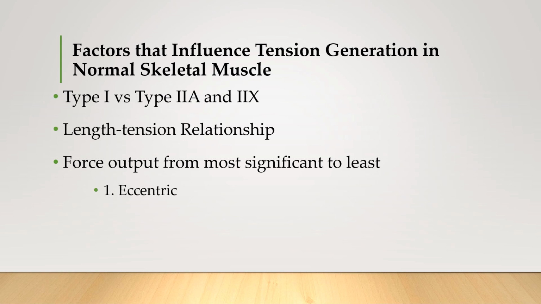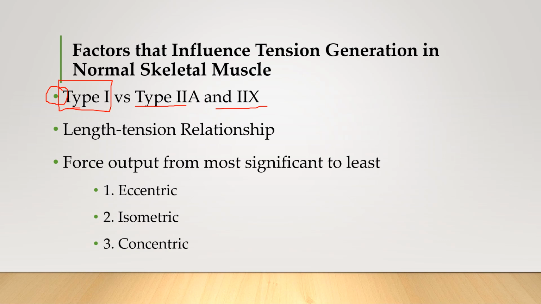Okay, so now let's look at this next slide here. Factors that influence muscle tension generation in the normal skeletal muscle. So the first thing that we have to consider are these different muscle fiber types. Okay, so we have these type 1 fibers, type 2A fibers, and type 2X fibers. Now, there's a random orientation, everybody's a little bit different, of all these different types of muscle fibers. So let's just talk about what these fibers are meant to do.